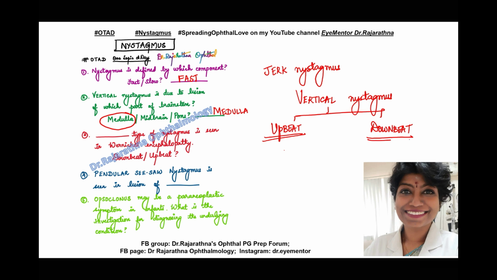Now, downbeat nystagmus is mostly due to cerebellar lesions. Cerebellar lesions cause a downbeat nystagmus. Now, your brain stem, most commonly the medullary lesions, cause an upbeat nystagmus. Is that clear? So these are MCQs for you. All right, additional things. Now, which type of nystagmus is seen in Wernicke's encephalopathy? That is question number 3. You get upbeat nystagmus. So please remember, in today's video, we are talking only about upbeat. So this is upbeat nystagmus.